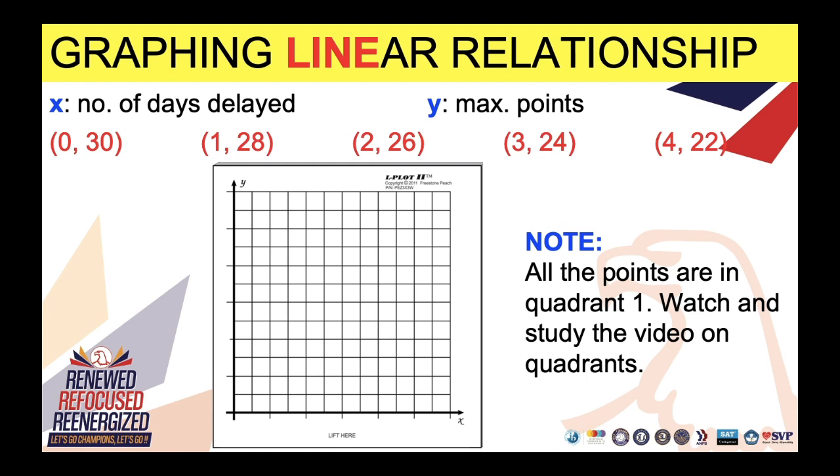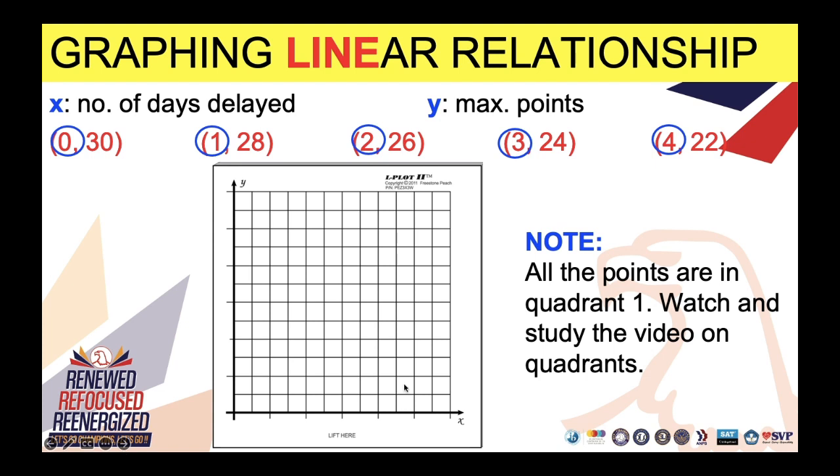All right. So all the points are in quadrant 1. That is why my graphing paper focuses only on quadrant 1. Okay. Now, here I don't have a label yet in my x and y axis because you are the one who will adjust. So looking at the x coordinates, the interval is only 1.